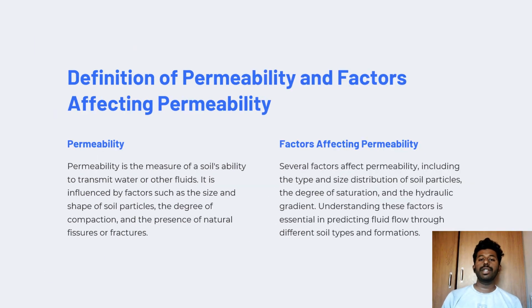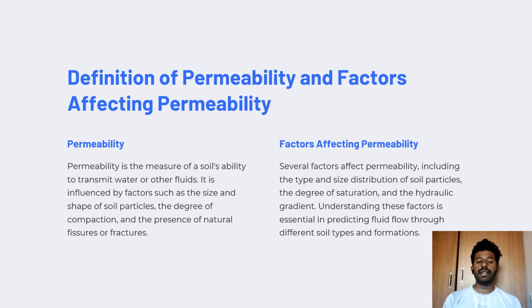So let's learn the definition of permeability and the factors affecting permeability. So let's learn the definition first. Permeability is the measure of soil's ability to transmit water or other fluids. It is influenced by factors such as the size and shape of soil particles, the degree of compaction, and even the presence of natural fractures or patches.